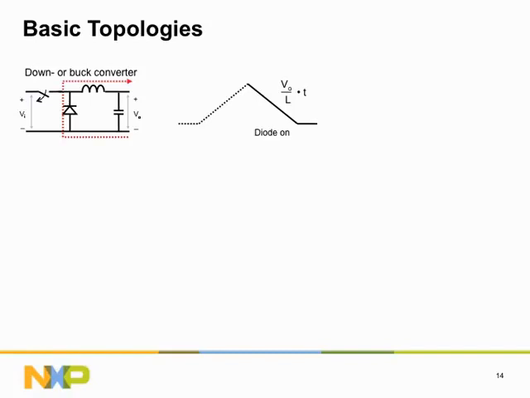Again, there is a constant voltage across the inductor. Please note that the sign of the voltage across the inductor was changed when the switch turned off and the diode turned on. Because of the new voltage across the inductor, the current decreases linearly with time. This is shown in the waveform graph on the right-hand side.